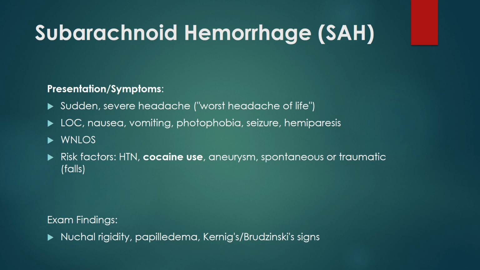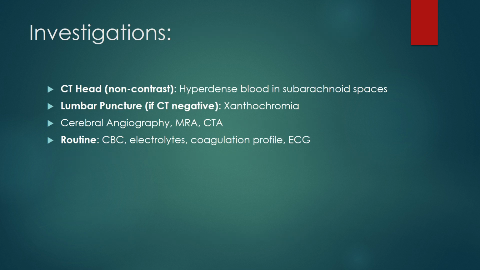When you examine a patient of subarachnoid hemorrhage, you can find nuchal rigidity, papilledema, Kernig's, and Brudzinski signs. So very hard to differentiate it from meningitis. So what investigations are you going to perform here? You're going to perform a CT head, and you have to mention it non-contrast. You can see hyperdense blood in the subarachnoid spaces. So whenever the examiner asks you what kind of investigations you're going to perform on this patient, or what is one investigation you're going to perform, you have to mention CT head, non-contrast.